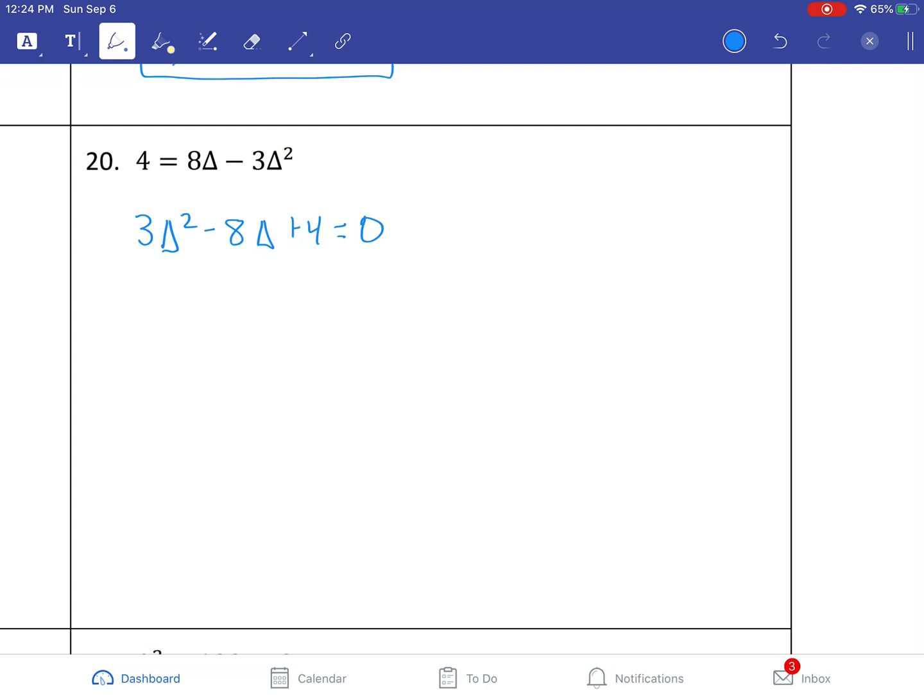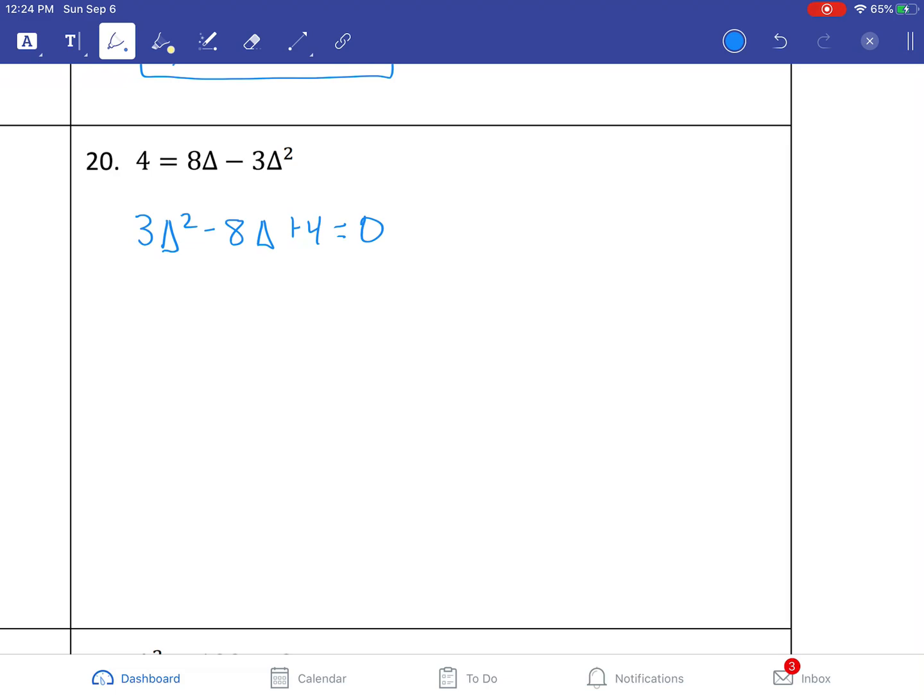Okay, now we go through our little checklist. First is, can you take out a greatest common factor? 3 and 4 don't share a common factor, so that's no good because there's not enough triangles to take out for that either. So we go to 5 steps. 5 steps won't work because that 3 is in front of the triangle squared term. And then we go to advanced factoring.